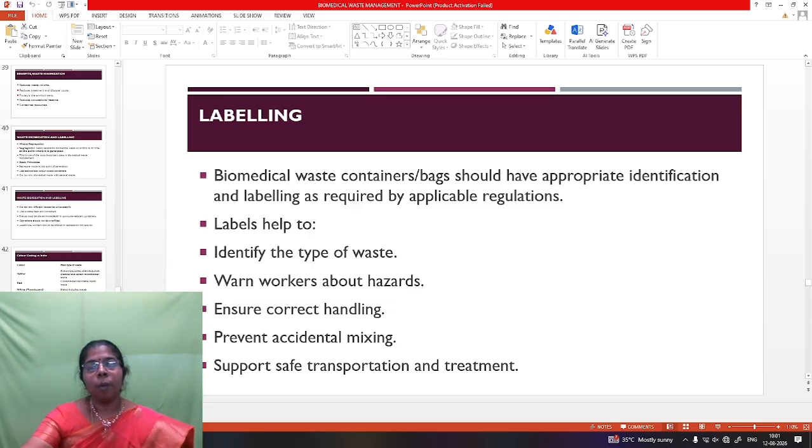Biomedical waste containers or bags should have the appropriate identification and labeling as required by applicable regulation. India has its own regulation, but some of the waste regulations are the same at the global level. The labels help to identify the types of waste: is it hazardous waste, non-hazardous waste or cytotoxic waste. We have to paste the type of waste on the container. Next, warn the workers about hazards, ensure correct handling, prevent accidental mixing and support safe transportation and treatment. So labeling is very much important.